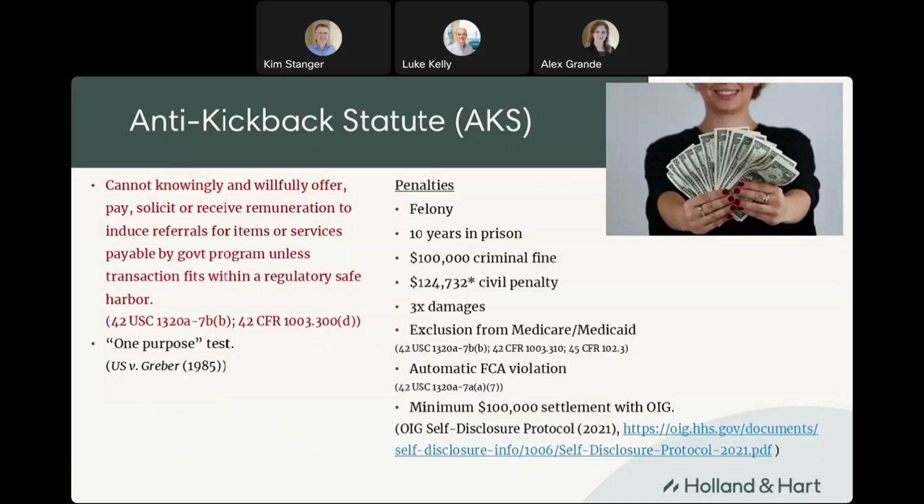All right, let's talk next about the fraud and abuse laws that may apply. The first is the federal anti-kickback statute. If you're engaging in Medicare or Medicaid or other government programs, you need to be concerned about the anti-kickback statute, which prohibits you from knowingly and willfully offering, paying, soliciting, or receiving remuneration to induce referrals for items or services payable by a government healthcare program unless the transaction is structured to fit within a regulatory safe harbor. It's very broad. It's paying, offering benefits, offering any kind of remuneration, anything of value to somebody in order to get referrals.